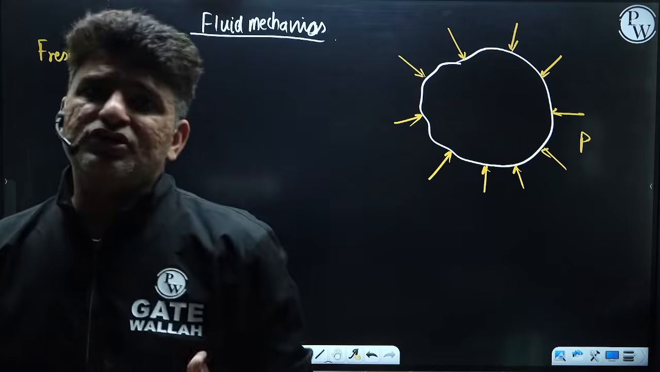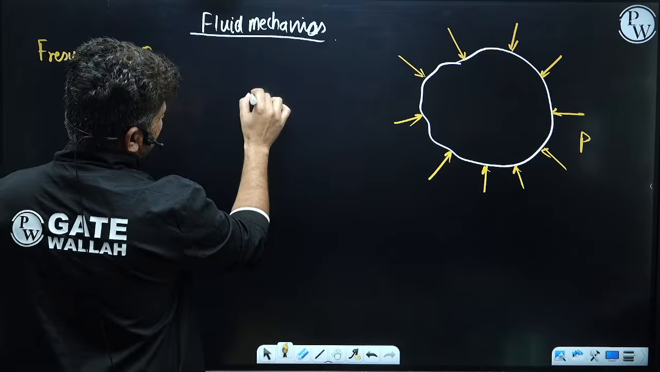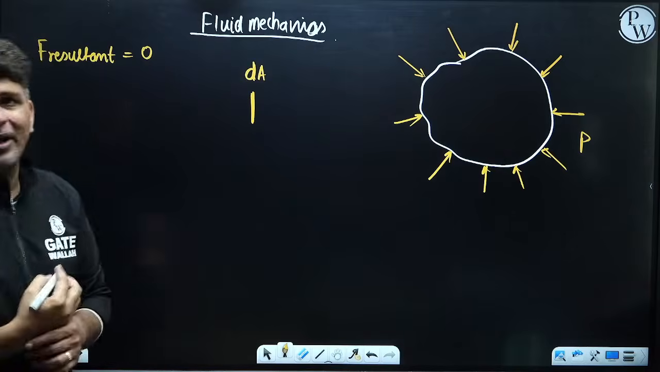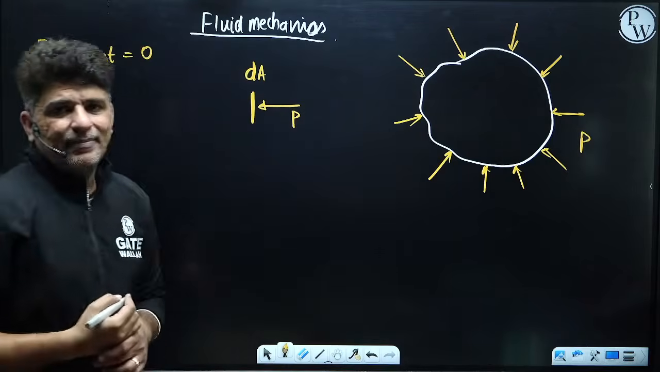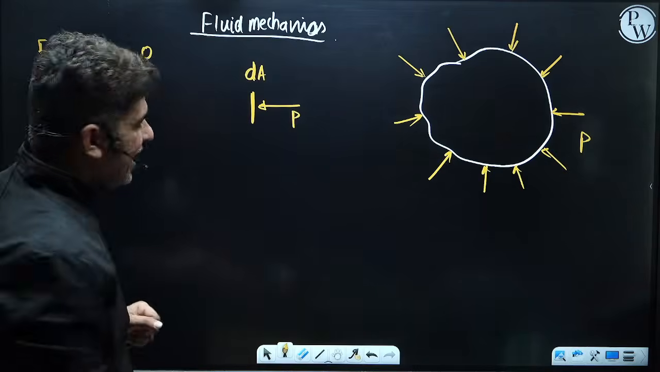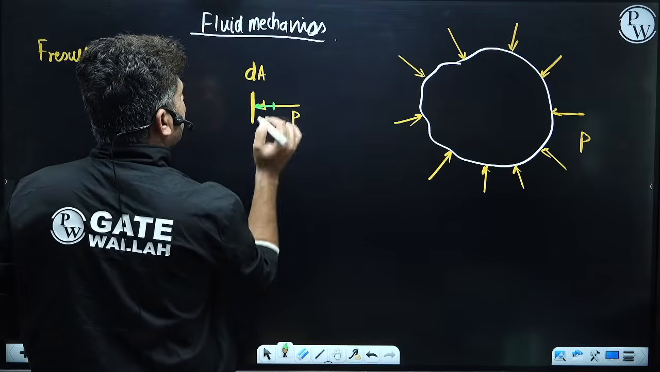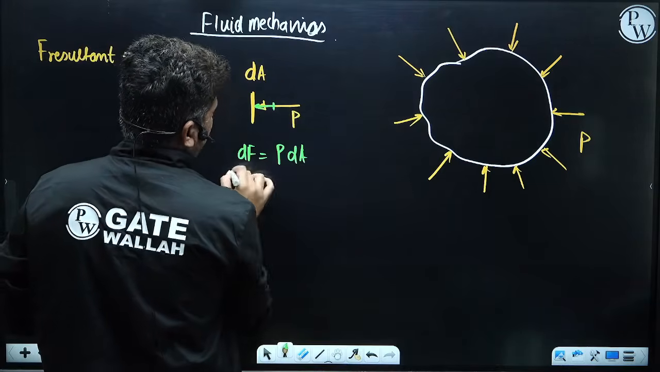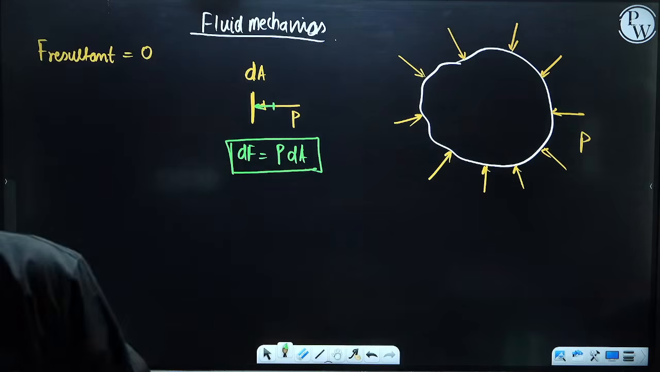Now, what is a force due to pressure? So let's say I have a small area element, let's say dA. On this element, there is a pressure which is acting with a magnitude P. Due to this P, there will be a small force acted on this object. The value of this dF will be equal to P into dA. Okay, P into dA. There will be a small force acting.